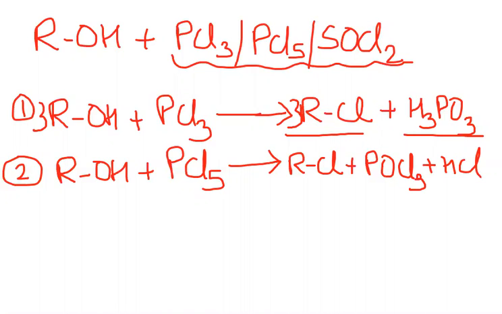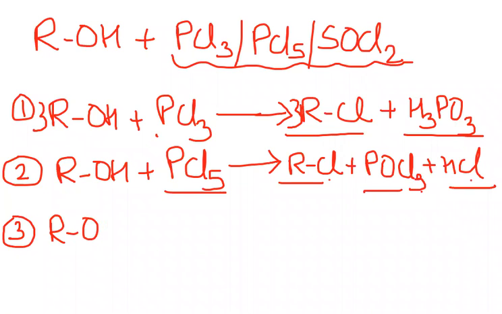Now you see in this case, 3 products are obtained, RCl, POCl3 and HCl. Are the chlorines balanced? Yes. 3, 4 and 1, 5. Balanced. Phosphorus is 1, oxygen is 1, and so all set. So with PCl5, 3 products are obtained. With PCl3, 2 products are obtained. And the third one is ROH to be treated with SOCl2.